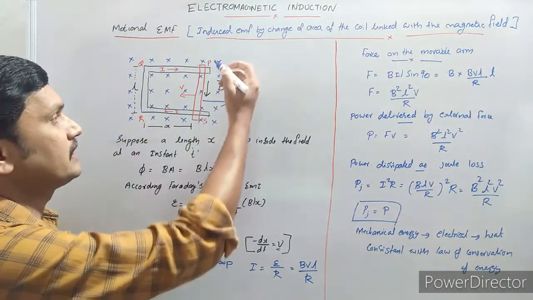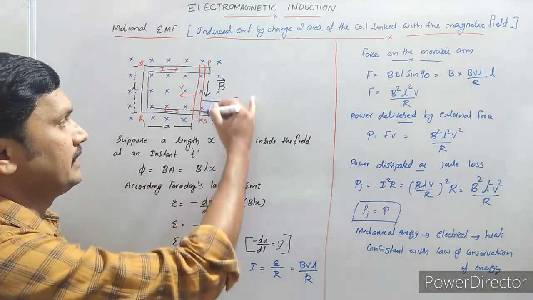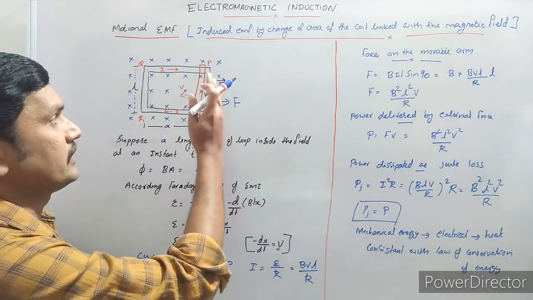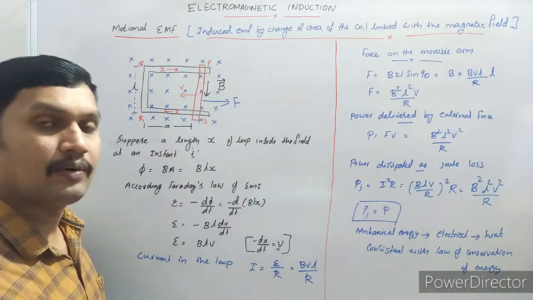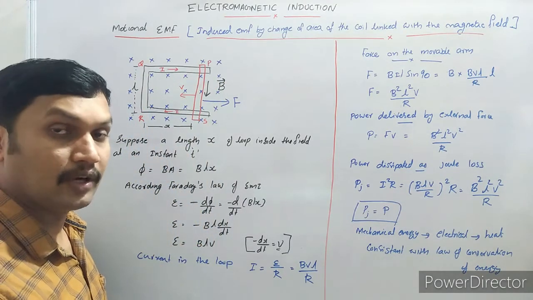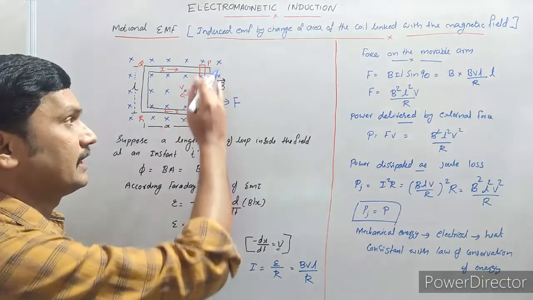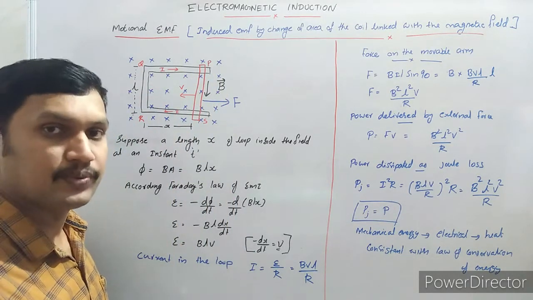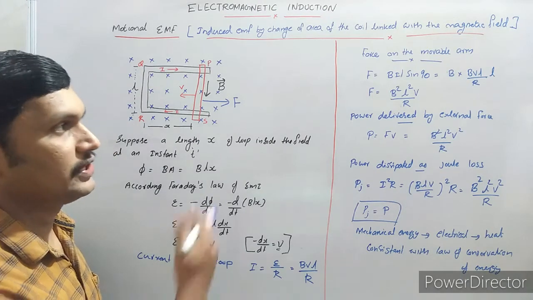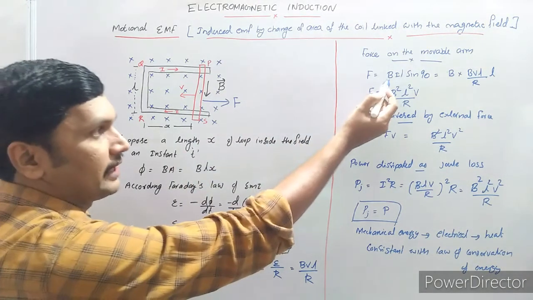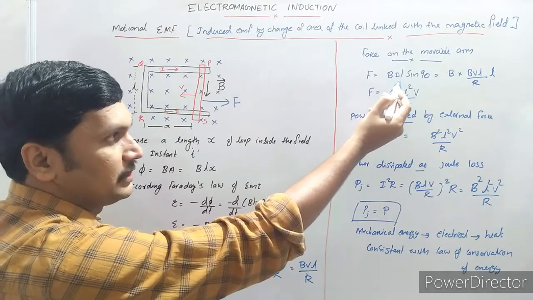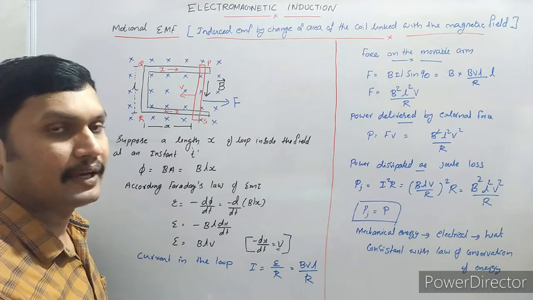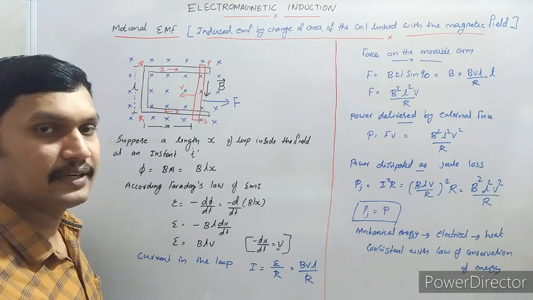Now we can consider this conductor PS as a current carrying conductor which is moving through a uniform magnetic field. We already know that when a current carrying conductor is moving through a magnetic field, it experiences a force. That force is equal to the strength of magnetic field into current into length into sine of the angle between the current and the magnetic field, that is BIL sine theta.